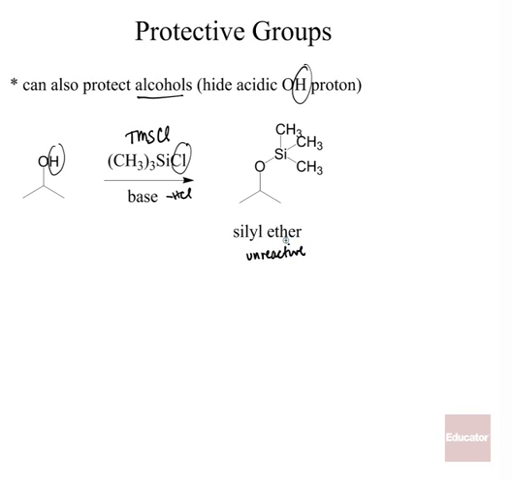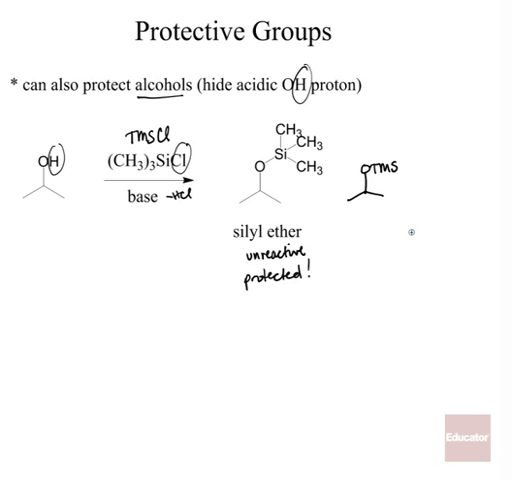So we no longer have the OH group, we no longer have that acidic proton, and so this is protected. It's protected as a silyl ether. You could draw this out, but usually we don't draw out our protective groups. We usually use abbreviations to represent them. So this is called the TMS group, and so this is called OTMS.